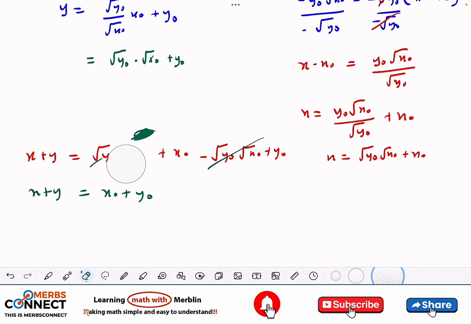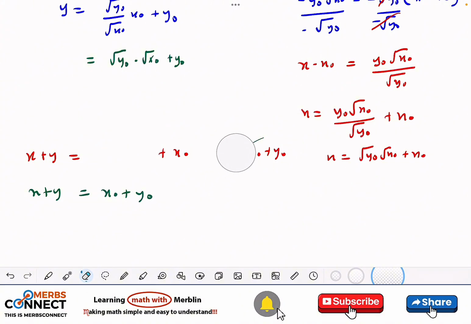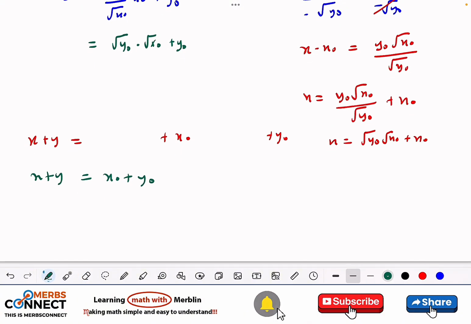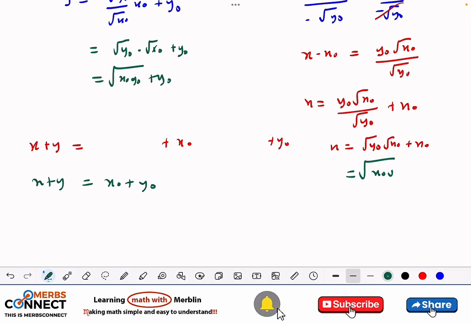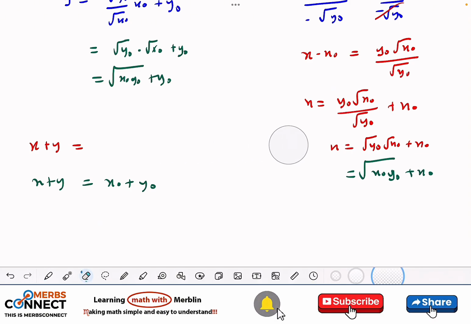So this guy and this guy are not going to go out just like that. So we are going to have, let me just combine them. This is the same as x naught y naught plus y naught, and this is also the same as x naught y naught plus x naught, right? So let me just combine it that way so that it can be very simple and useful.